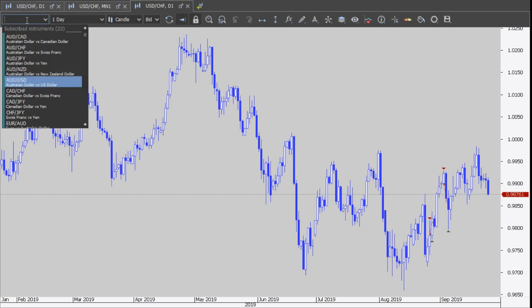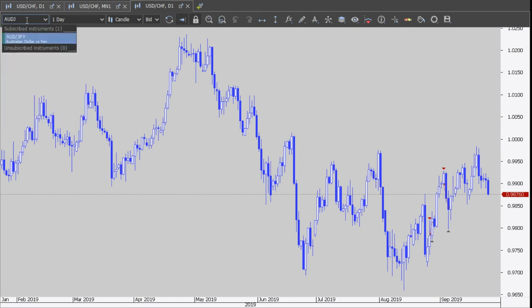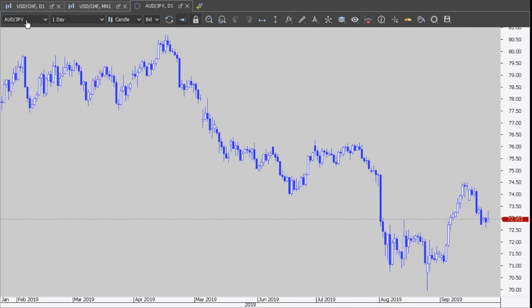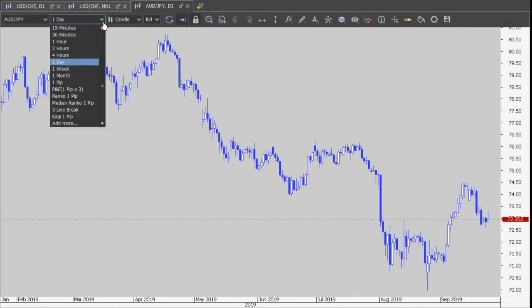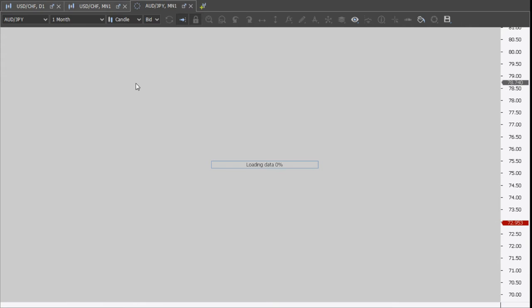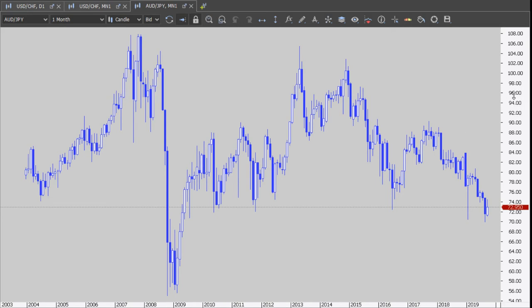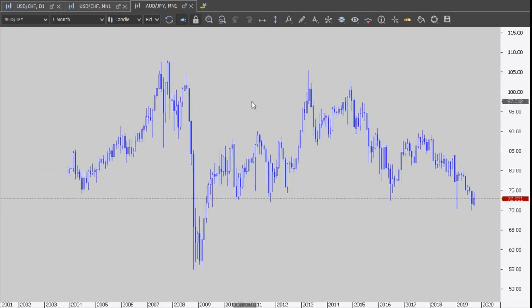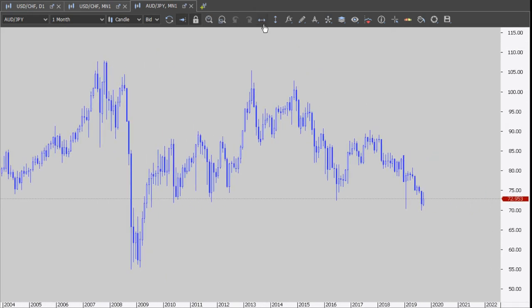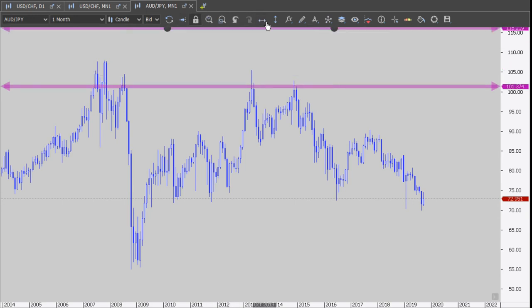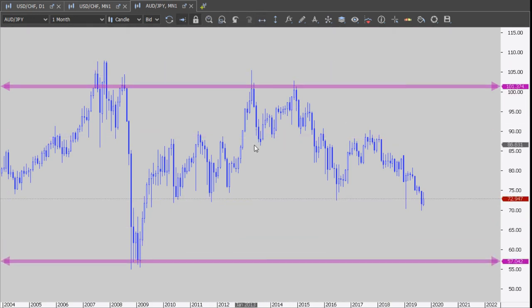Now let's talk about AUD JPY. AUD JPY monthly chart. Lower risk, sell, of course. See everybody, this is the AUD JPY monthly chart, the lower band and the upper band.